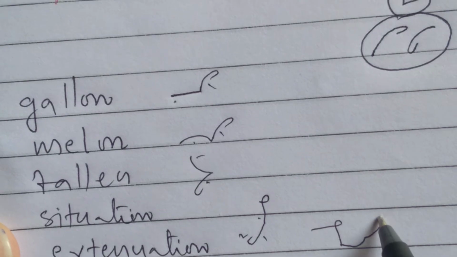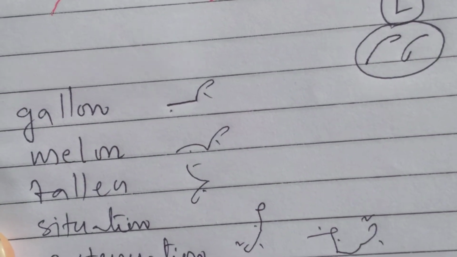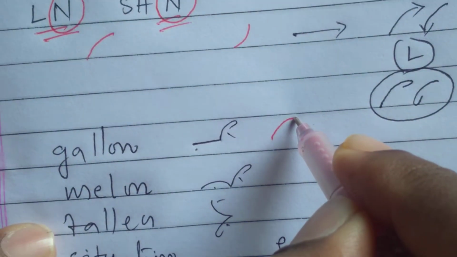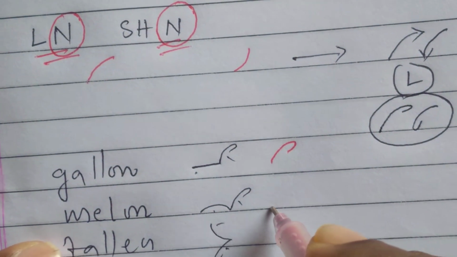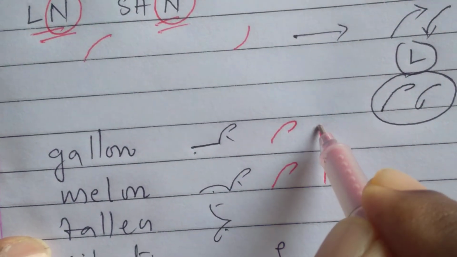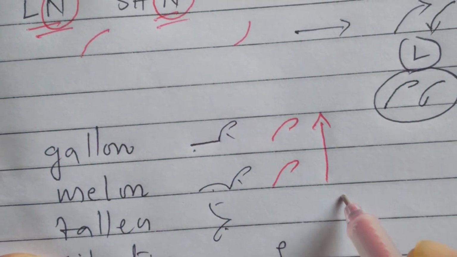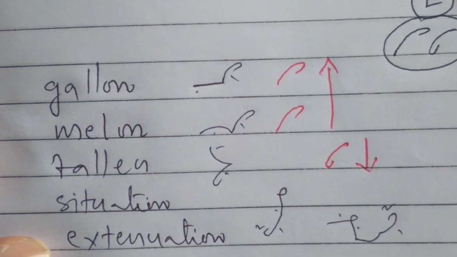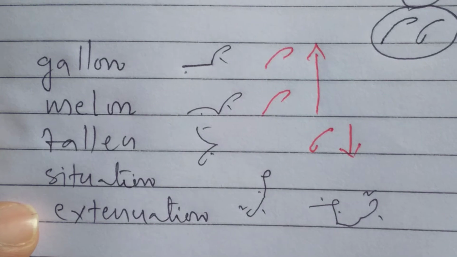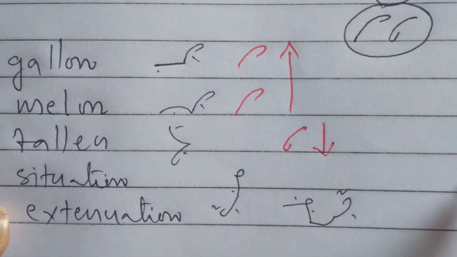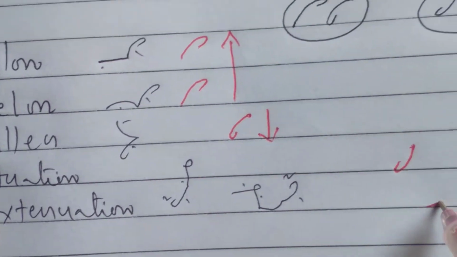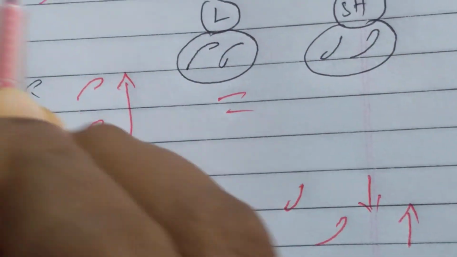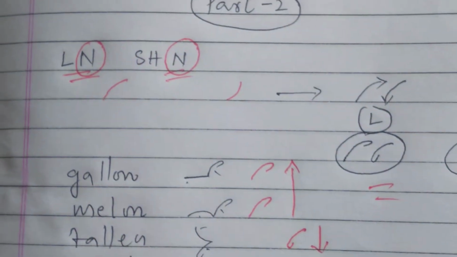Extenuation. Just observe, my dear friends: in gallon, L has come like this, upside, and N. Melon, L and N, both are upside. Fallen means L and the down direction. According to the direction of the strokes, we can follow for feasibility. Situation, ish N downside; extenuation, ish N, this is down direction and this is up direction. Accordingly we can write L N and ish N, like that, my dear friends.